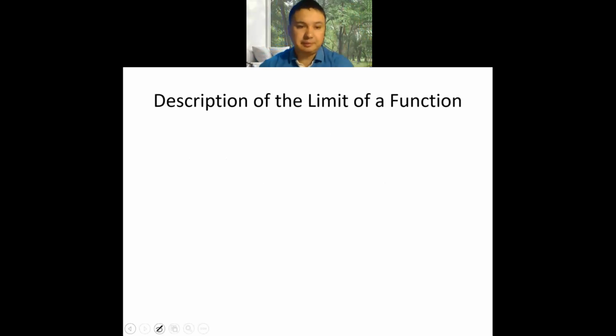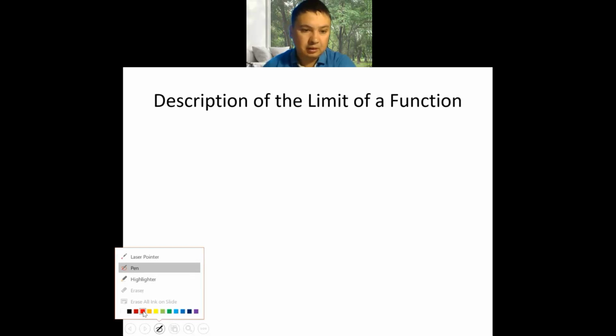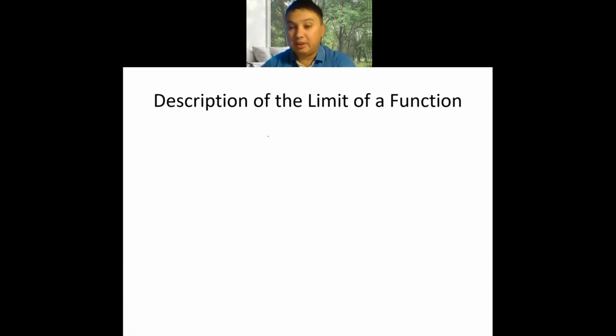Okay, so what is a limit? What do we mean by a limit? Let's start with an example. This is the example from the book, if you like. Let f of x equal x squared minus 1 divided by x minus 1. So the question I want to ask is what happens near x equal to 1?